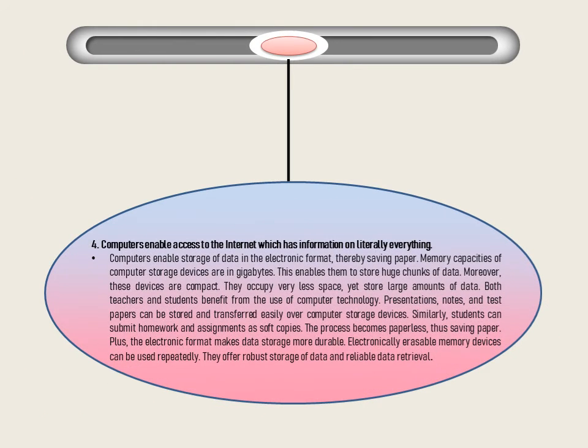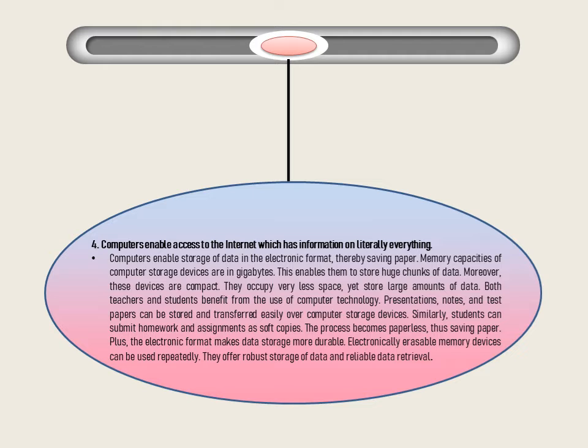Number 4. The computers enable access to the internet which has information on literally everything. Computers enable storage of data in electronic format, thereby saving paper. Memory capacity of computer storage devices is in gigabytes. This enables them to store huge chunks of data. Moreover, these devices are compact. They occupy very little space. They store a large amount of data.